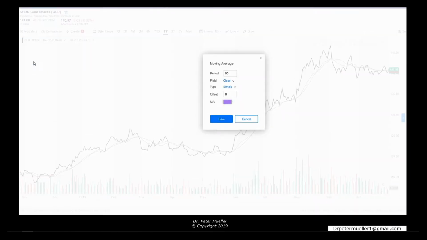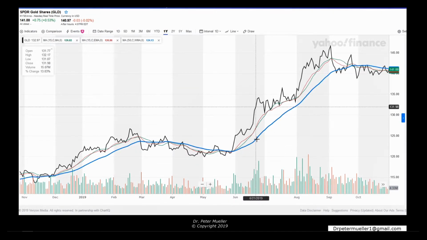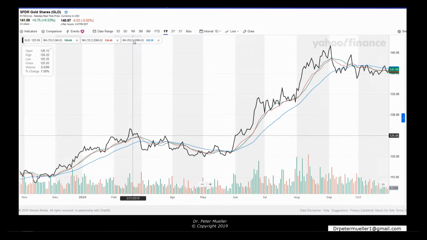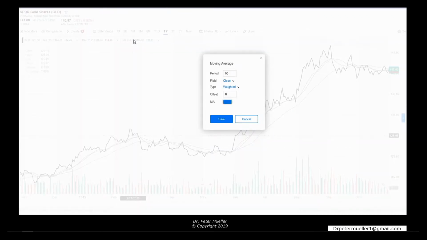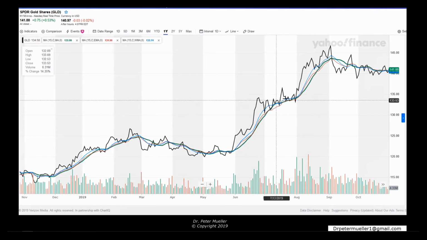Let's select a third technique, which is the weighted moving average. And let's make this one now a dark blue and have a look at it. And sorry, this was 50, I have to go back. I just go back and change the 50 to 15. And now you see the blue curve gets even closer to it.